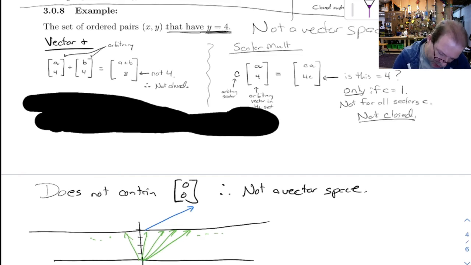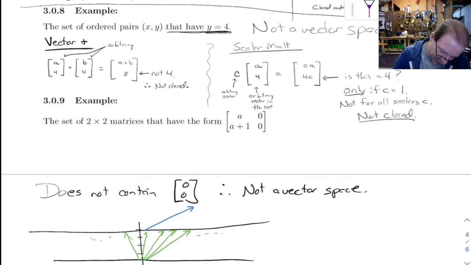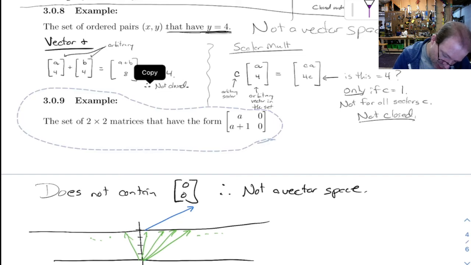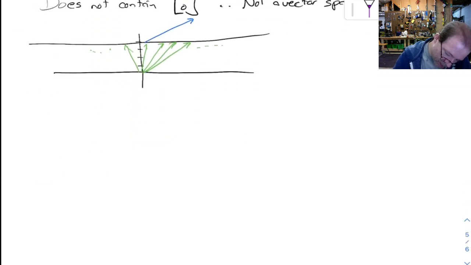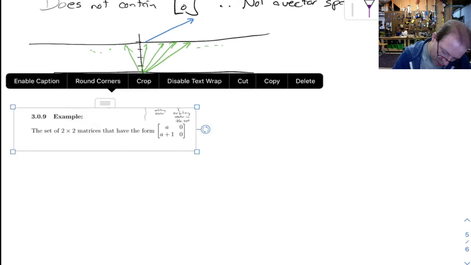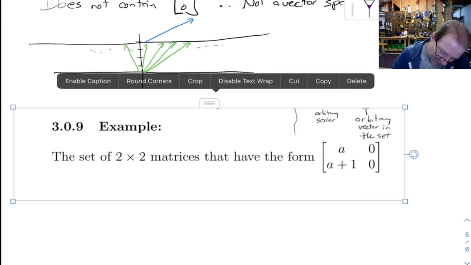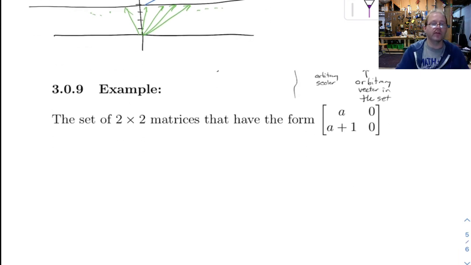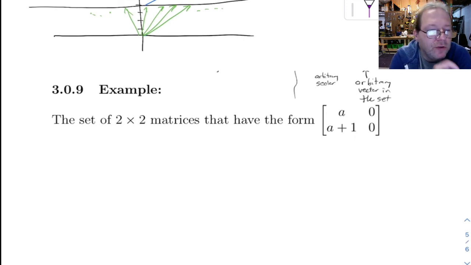All right, let's do this example that I unceremoniously scribbled out. I'm going to copy that and paste it in below. All right, so example 309. And we'll ignore the stuff written above it there. The set of 2 by 2 matrices that have this form. All right, I want to do this 2 different ways.